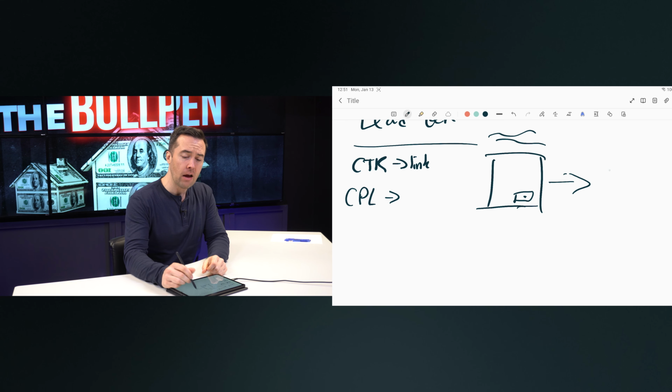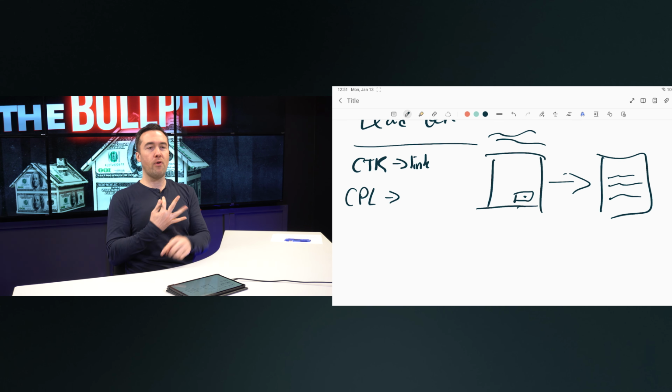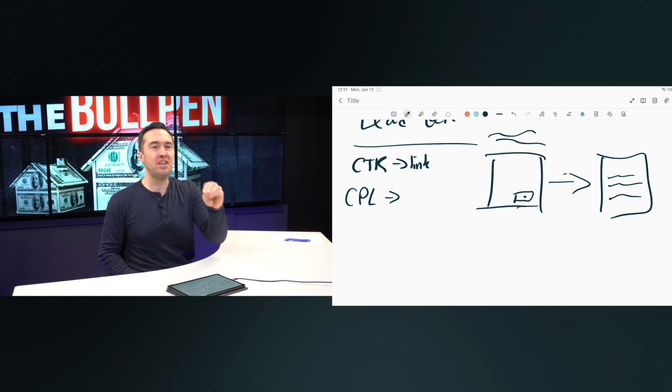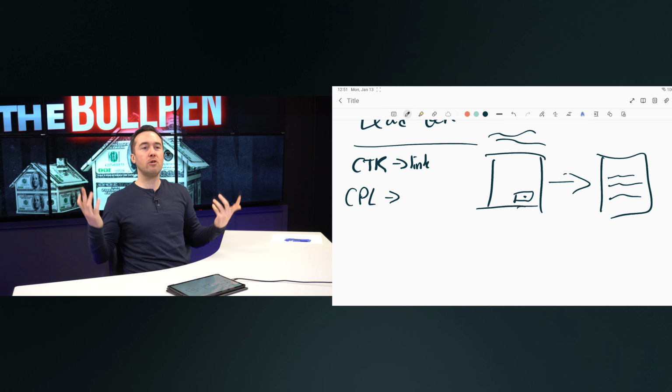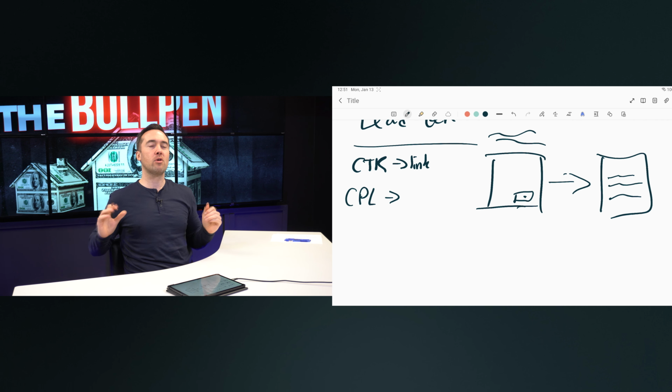So you've got your cost per lead. You have to know what your cost per lead is. So what happens is somebody clicks on the ad. Now you're going to take them to a landing page, and they're going to fill in their name, their phone number, their email address. That's what we're looking for. That's what I mean by a cost per lead. You have to know these numbers. If you don't, you're just flying blind, and oftentimes you're going to underestimate how much you're paying.